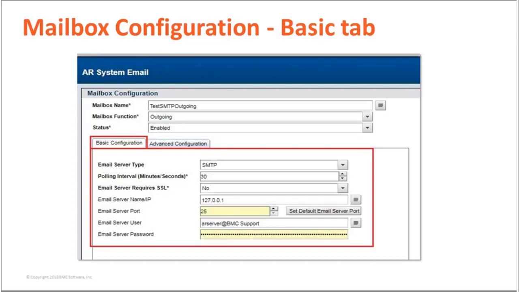Here we are highlighting the Basic Configuration tab. The field data on this tab is essential information for connecting to the mail server. All the settings here are specific to each individual mailbox. The email server type is used to specify the protocols for each mailbox.